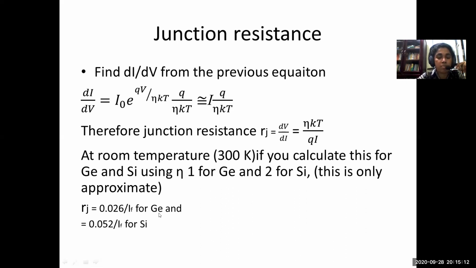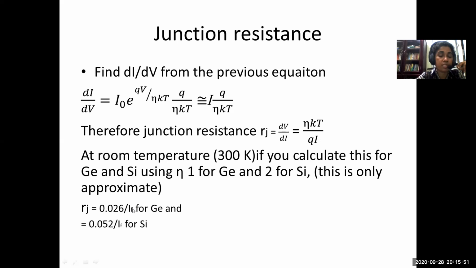You'll be getting for germanium Rj is equal to 0.026 by IF, where IF is the forward current flowing through the junction. And for silicon, you will be getting double that, 0.052 divided by IF. Now, the beauty of this equation is that the numerator is 0.026. You can write it as 26 millivolt, and the unit of this numerator term will be volt, because this is resistance. So in the denominator you have got current, so the numerator term should be in the unit of volt. So the numerator is 26 millivolts by IF.